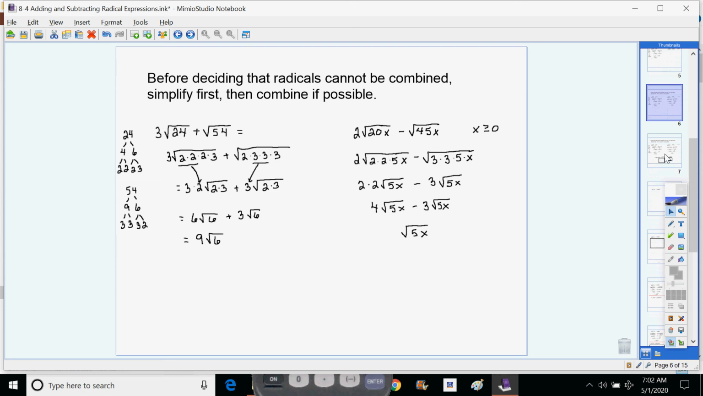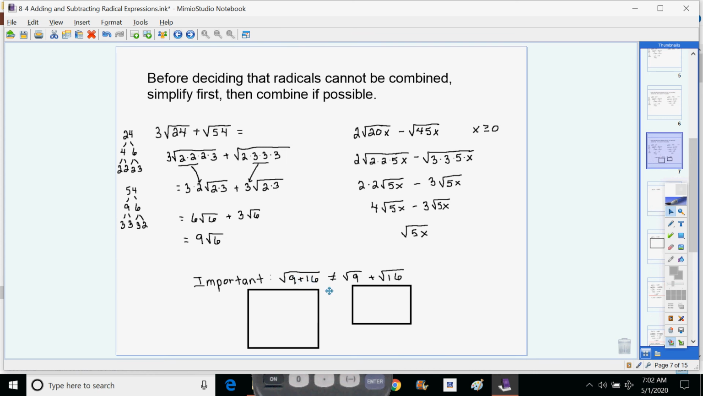Now we do have to be careful though, because here's a common thing that sometimes messes people up. Square root of 9 plus 16 is different than the square root of 9 plus the square root of 16. Yes, when you have multiplication, you can put them together like this, but it doesn't work for addition. I'll give you a quick example here. Square root of 9 plus 16, when it's all grouped together, is the square root of 25, which gives you 5.